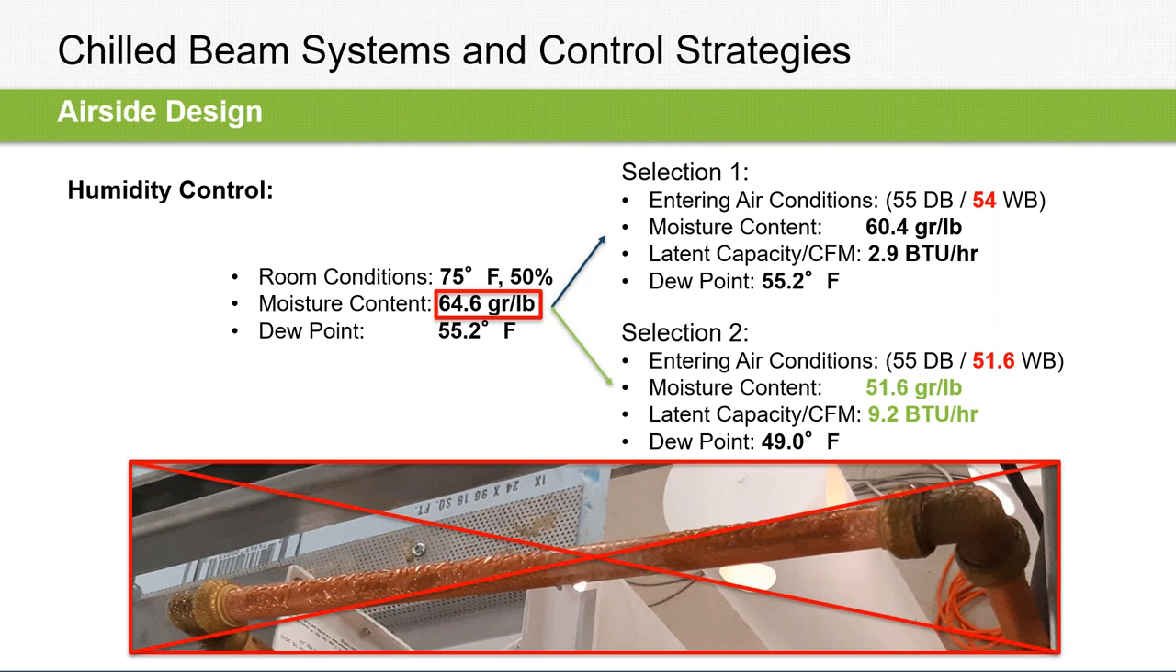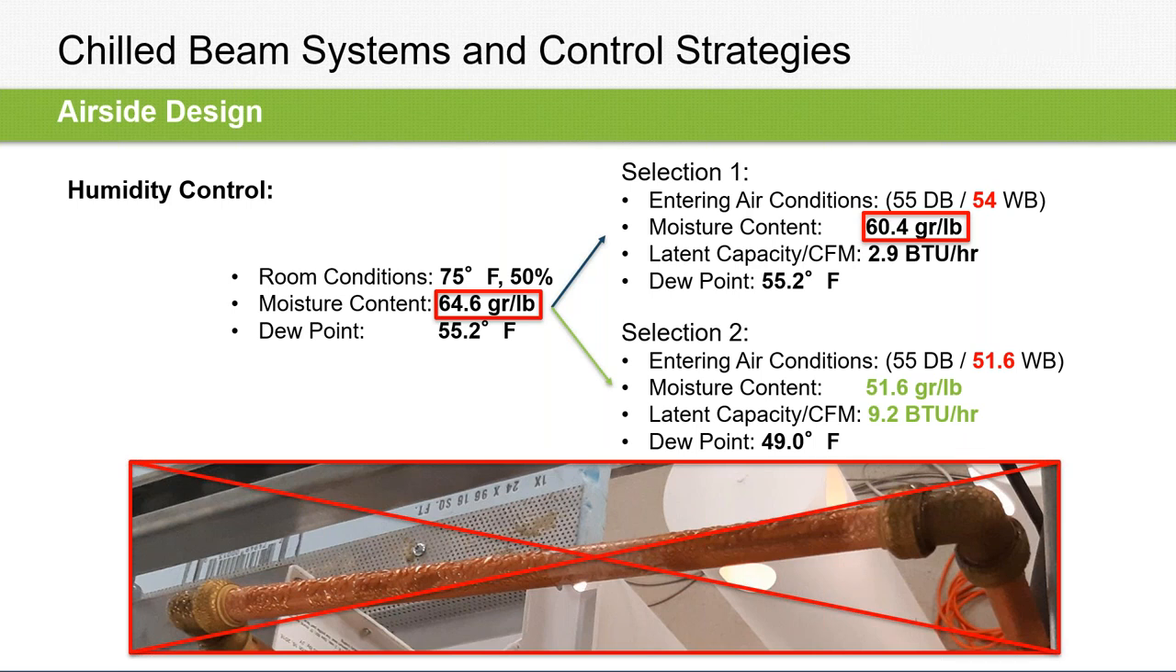So consider a more standard selection on your air handler, 55 dry bulb, 54 degrees Fahrenheit wet bulb. So we're almost saturated at that point, about 95% humidity. The moisture content in that selection is going to be about 60.4 grams per pound. So our delta W, our grams per pound moisture differential, is about 4.2 grams per pound. Not a whole lot, but in a VAV system you have a lot of airflow, so it totally works in that scenario. You're good because you have so much airflow.